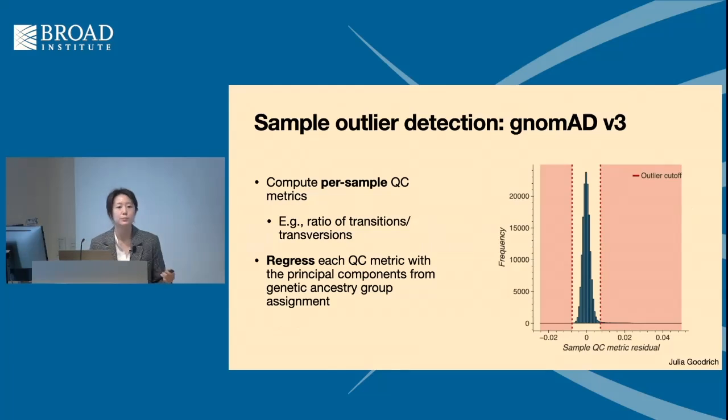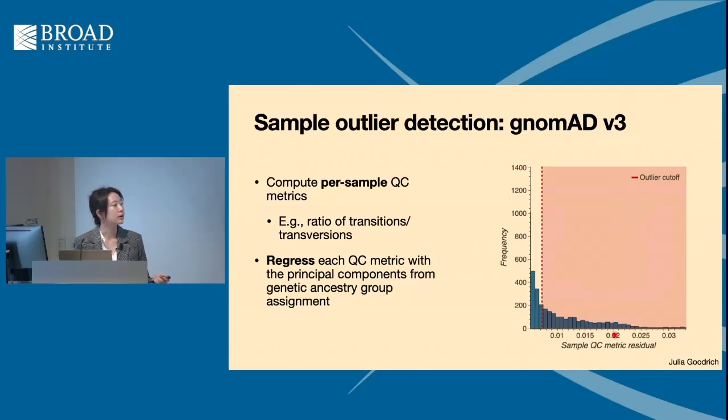And in this step, we compute per sample QC metrics, and then we filter samples that are outliers in that distribution. And to explain why we needed to make improvements, I actually need to roll back to gnomAD v3 quickly. So in gnomAD v3, we used this method where we regressed each QC metric with the principal components from our genetic ancestry group assignment, and then we plotted their residuals and determined outliers based on this distribution. So this is showing an example QC metric residual plot, and these red dotted lines and the red shaded areas are showing where we drew our cutoffs for outlier sample detection.